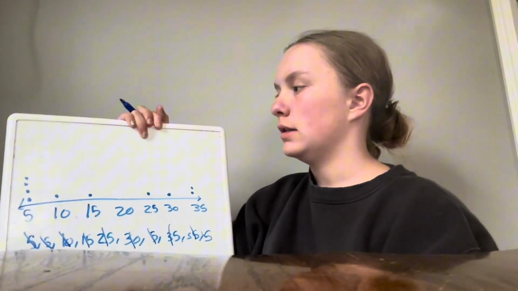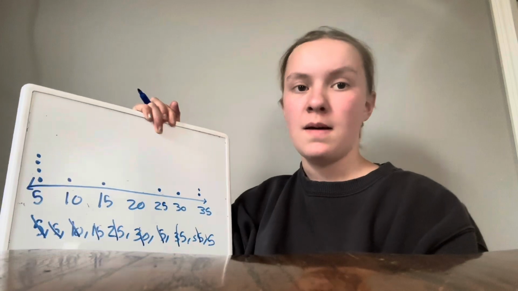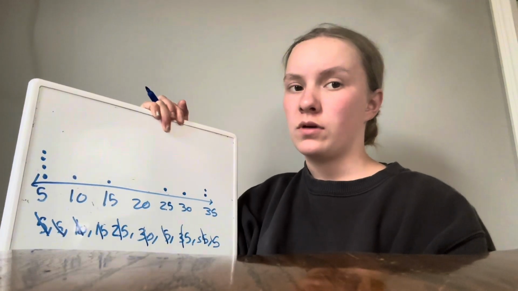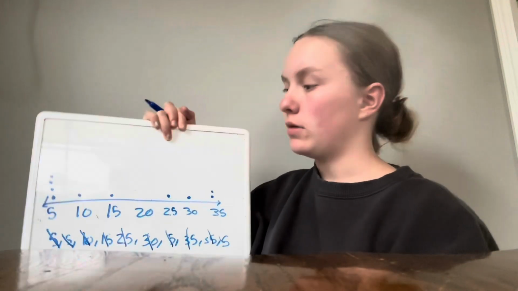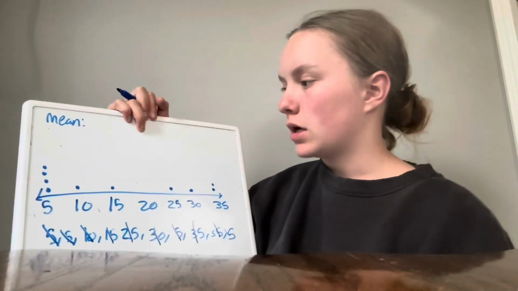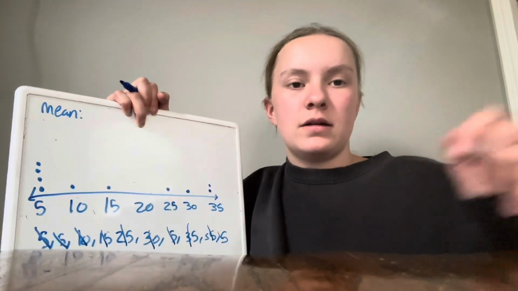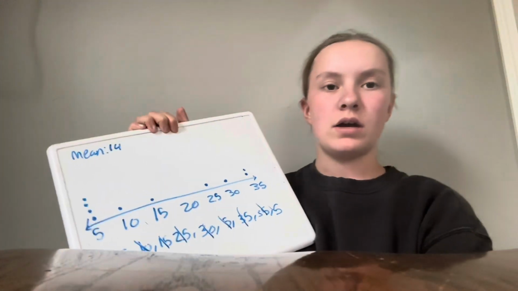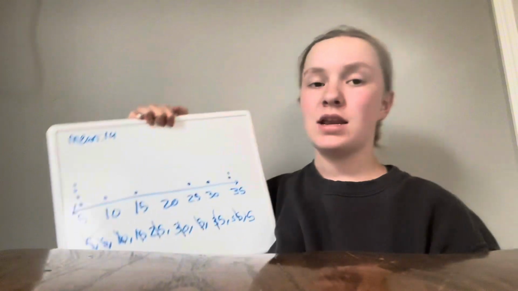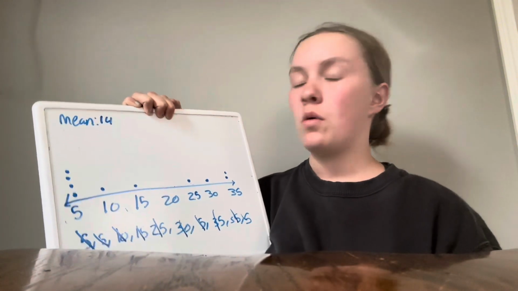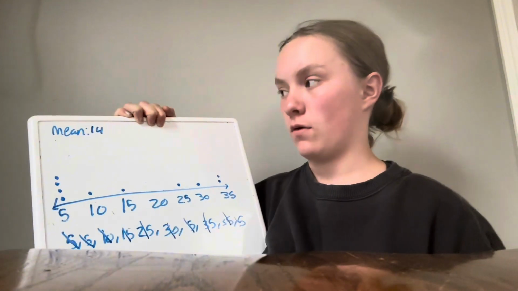So let's try to find the mean, median, mode, and range, and if there are any outliers in this data set. First, we're going to find the mean. The mean is the average of all the numbers. So we're going to add all these numbers up and then divide by how many there are. When we add up all the numbers, we get 140. And there's 10 numbers in all. We divide 140 by 10, and you get 14.